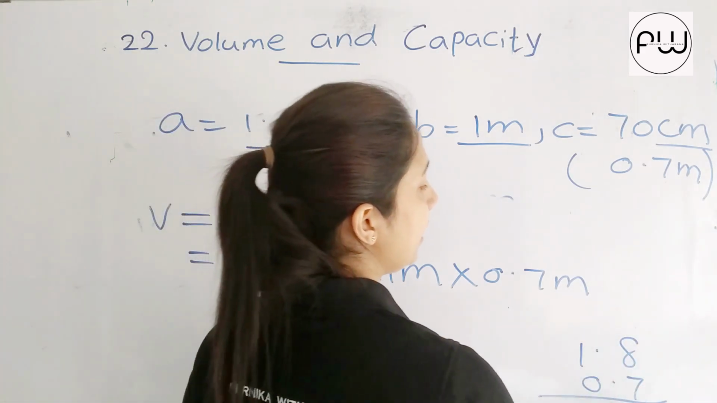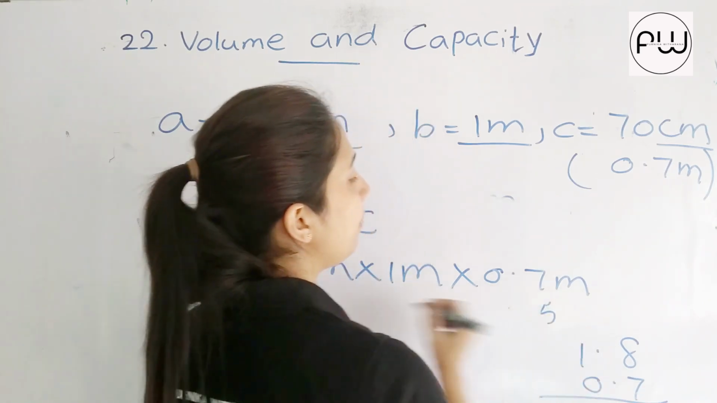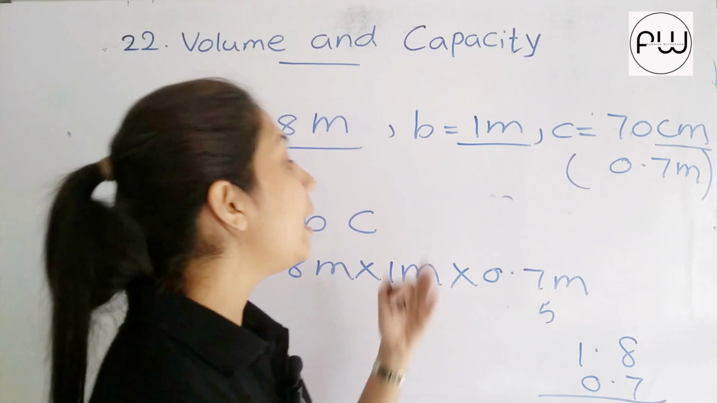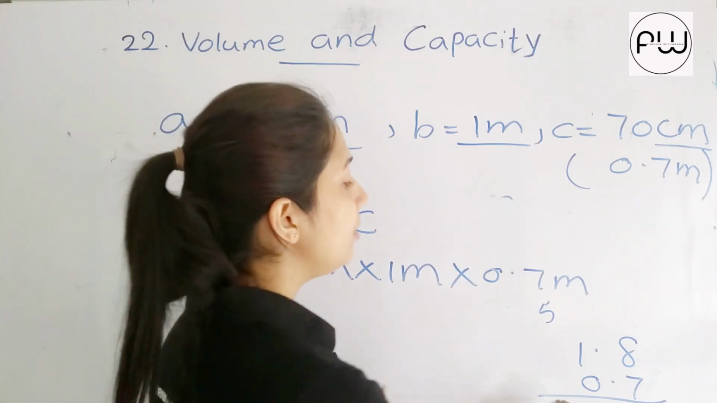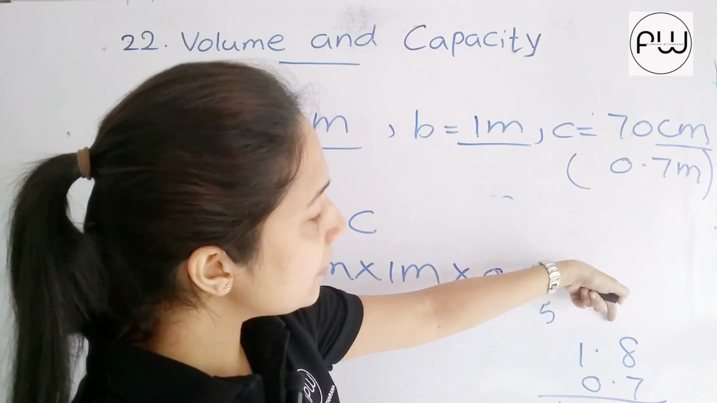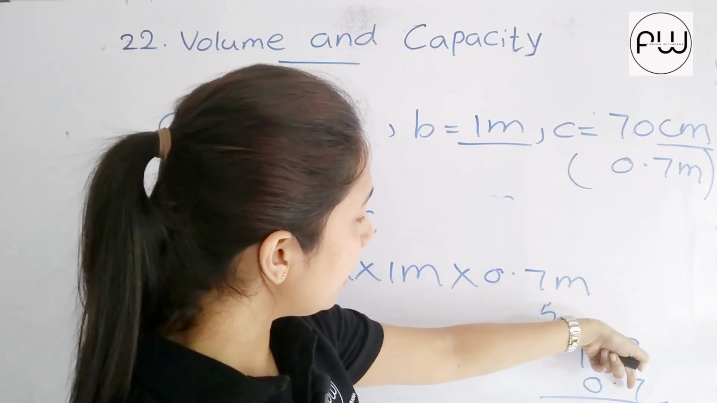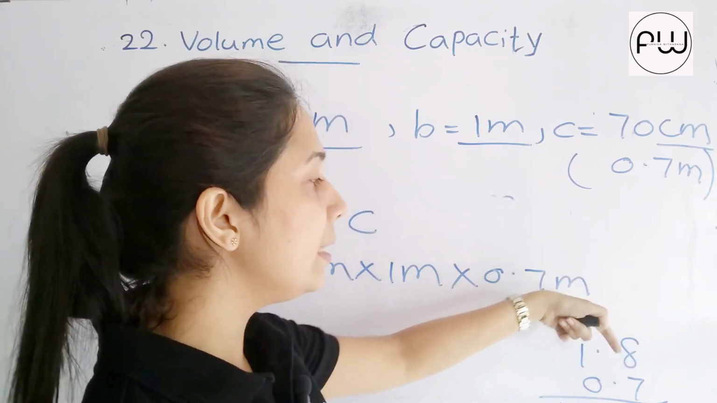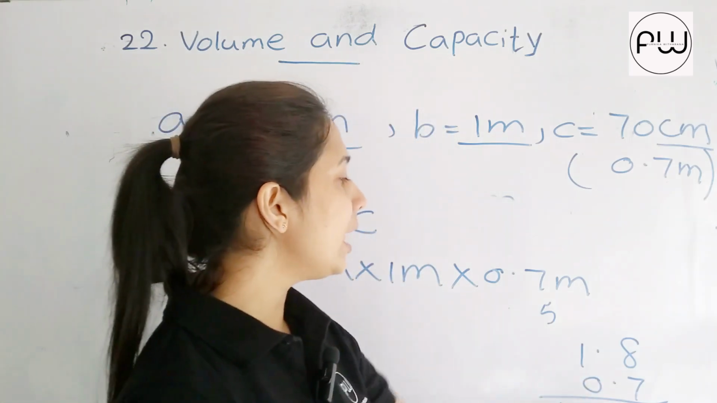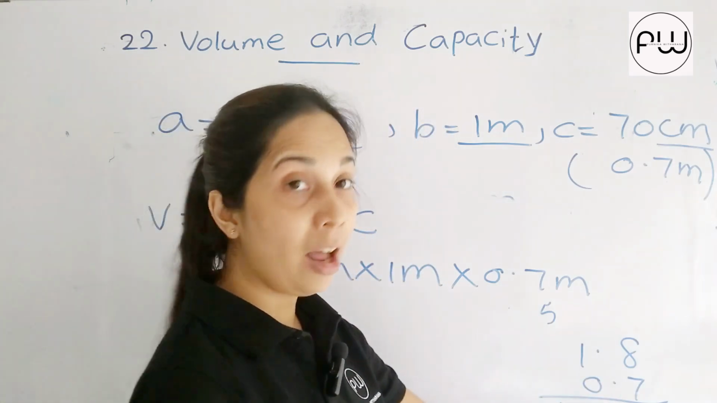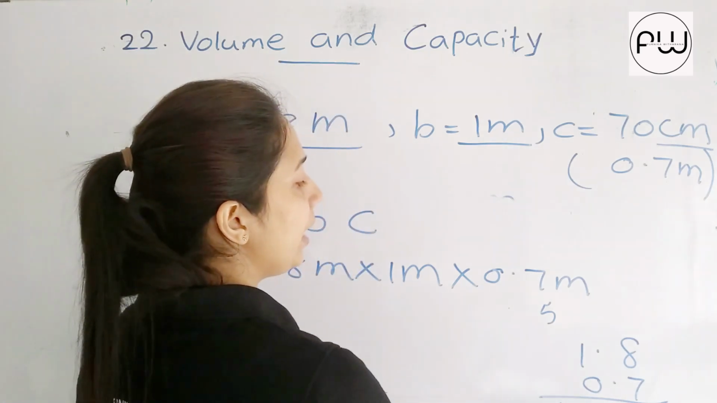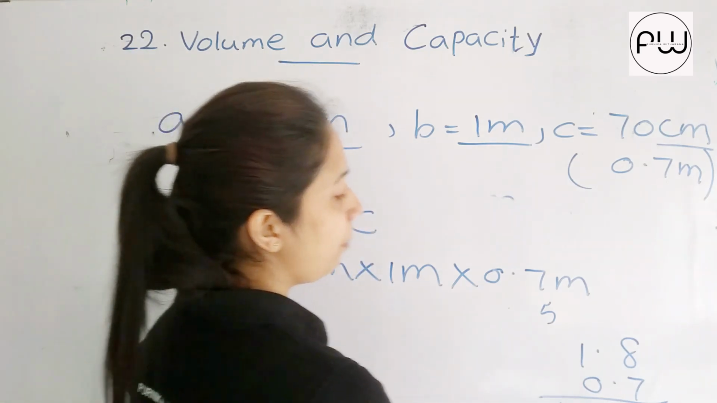7 times 8 is 56 and 5 remain. 7 times 1 is 7. 7 plus the remaining 5 is 12. Now see, here there is one decimal place and here there is another one decimal place. Altogether there are two decimal places. Then we keep two decimal places in our answer also, from the right end. Then 1, 2, and we have to put our decimal point here.